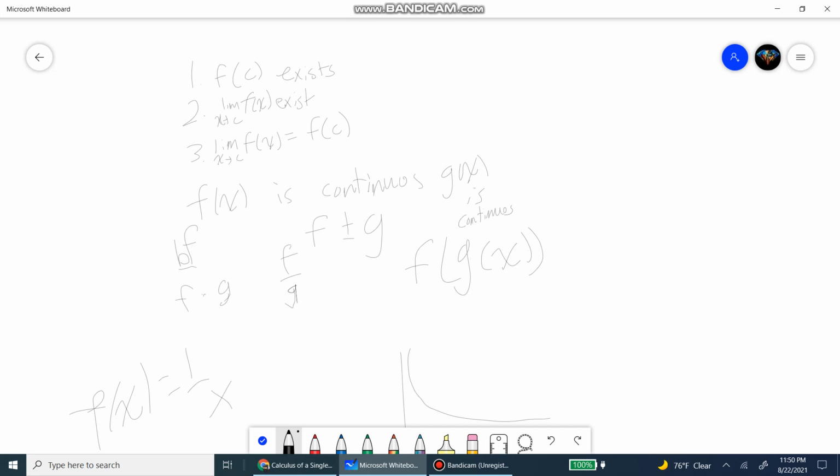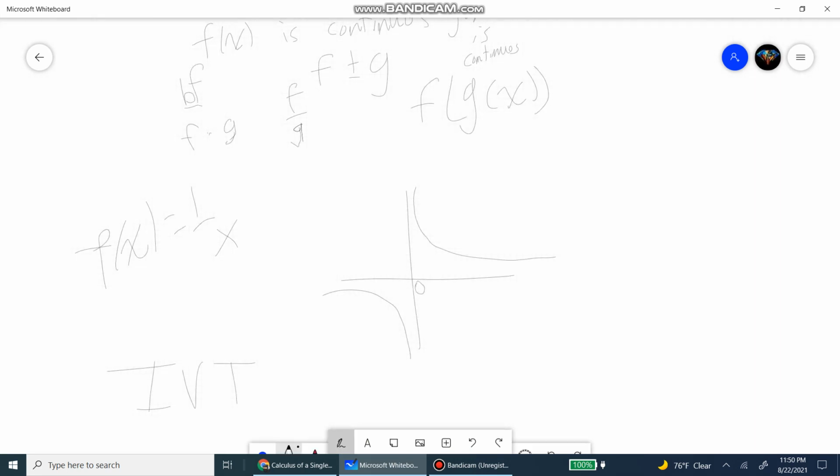So for an example, you have 1 over x, which I've graphed here. As you can see here, it is continuous. There are points here, and there are limits that exist, and they equal those points. However, at x equals 0, 1 over 0 is undefined. The right side goes to positive infinity, the left side goes to negative infinity. That's something I can go over right now as well.